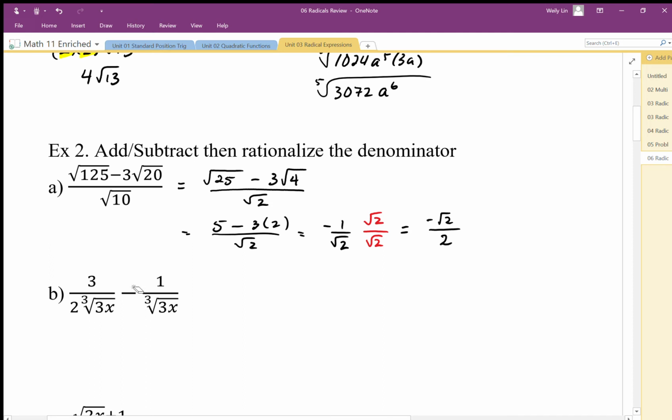Here to add and subtract, we need a common denominator. We cannot simplify this fraction, so we need to ask ourselves what factor is missing from each of these denominators to make it look like the other one. So they are sharing a common factor of cube root of 3x. So we're missing a factor of 2 here. And since we add a factor of 2 on the bottom, we have to keep the fraction the same, so we have to do the same to the top. Here then we've generated a common denominator.